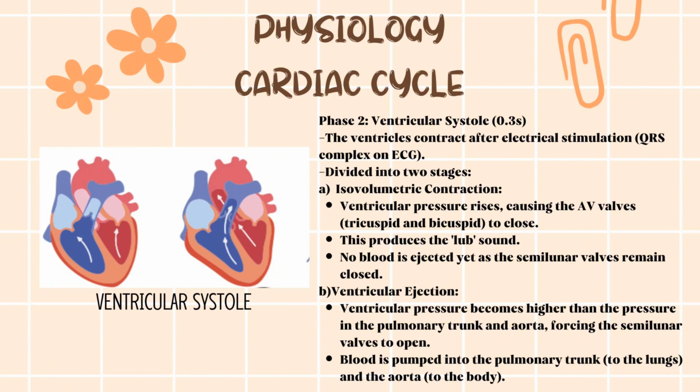In the ventricular ejection stage, the ventricular pressure becomes higher than the pressure in the pulmonary trunk and aorta. This allows blood to be pumped into the pulmonary trunk, directing it to the lungs, and also into the aorta to deliver the blood to the rest of the body.